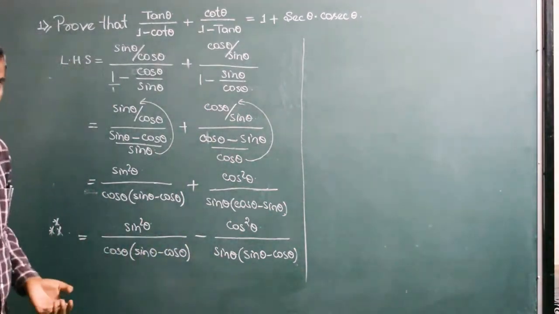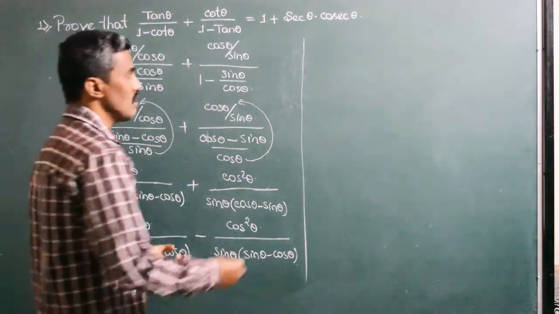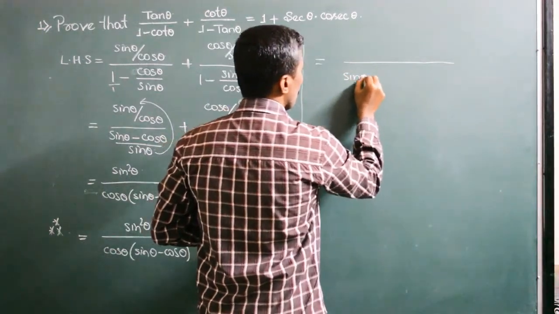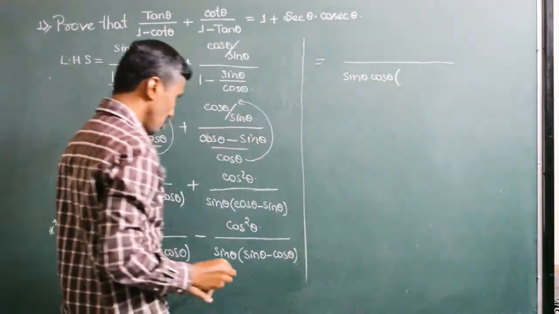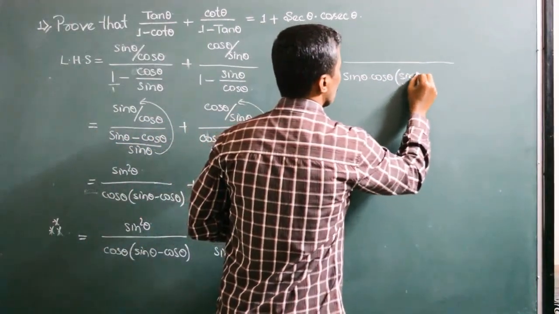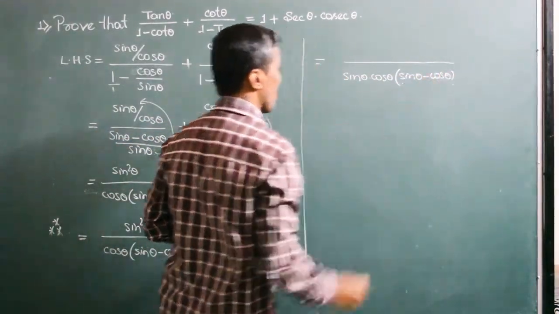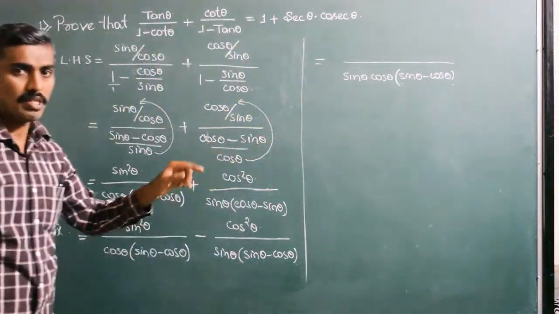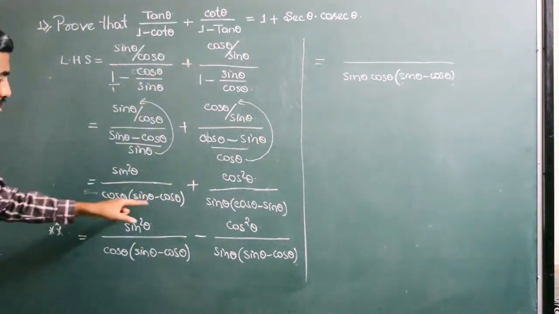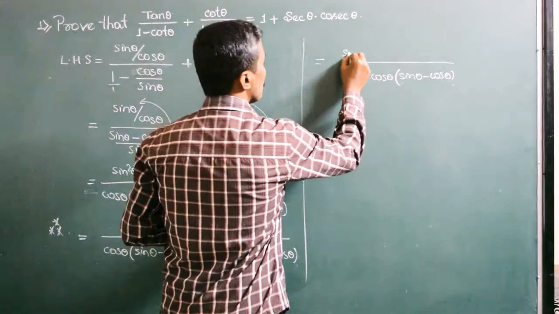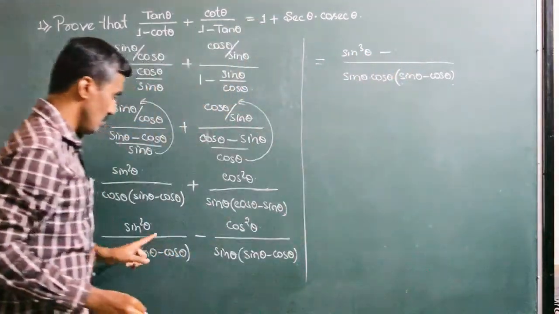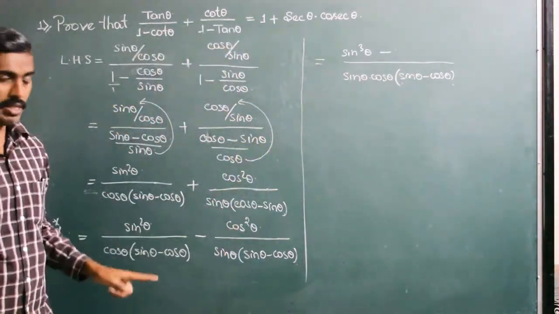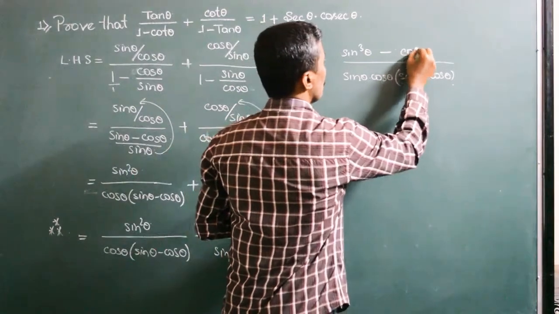Now we have to subtract these two. The denominators are not equal, therefore we have to go for the LCM. So the LCM is sin theta into cos theta into sin theta minus cos theta. Here cos theta into sin theta minus cos theta is there. So which is not there? Sin theta. Then we have to multiply the numerator by sin theta. So sin square theta into sin, so sin cube theta, minus. Here sin theta into sin theta minus cos theta is there, then we have to multiply the numerator by cos theta. So cos square theta into cos theta, cos cube theta.